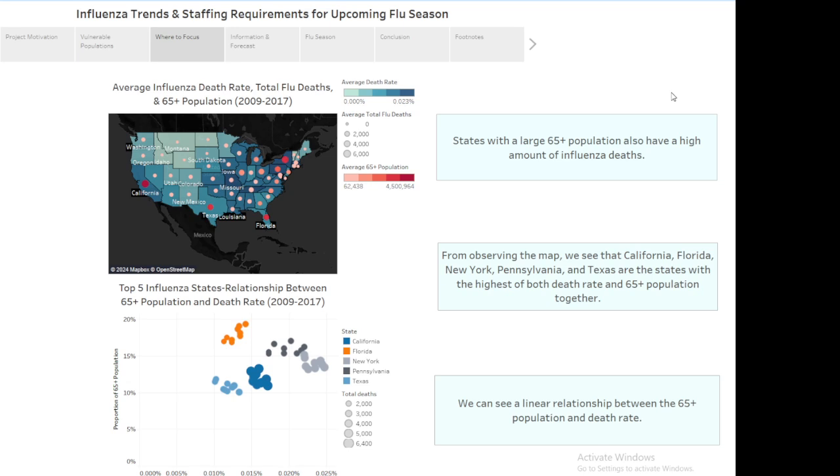For this map, we are looking at the average death rate, the average total flu deaths, and the average 65 plus population from 2009 to 2017. California, Texas, Florida, New York, and Pennsylvania have the highest numbers in all three categories. I incorporated those 5 states into a scatter plot to show their relationship between the proportion of the 65 plus population and death rate. Collectively, we can see a positive and linear correlation.